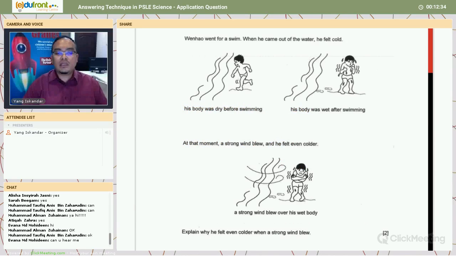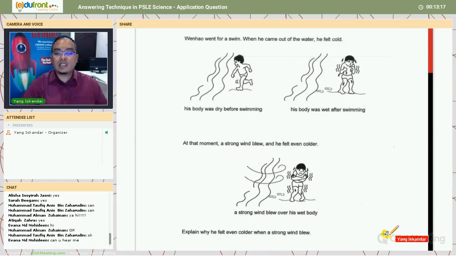All right, so this is one question. Wen Hao went for a swim. When he came out of the water, he felt cold. So you can see here three pictures. First a boy, his body was dry before swimming, running towards the pool, and then after coming out from the pool, the body was wet. And then the question continues saying that at that moment a strong wind blew and he felt even colder. Then the question says, explain why he felt even colder when a strong wind blew.